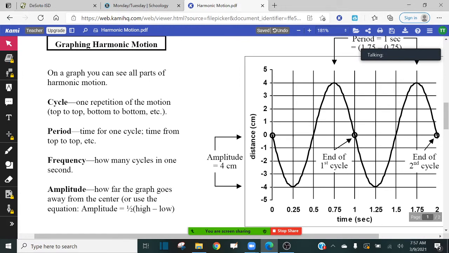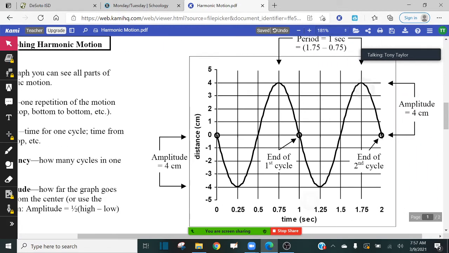Also, guys, whenever you are looking at a mathematical graph of harmonic motion, you guys need to know how to be able to count the number of cycles that appears in that graph. Okay, so the way you do that, you just look at the graph and you just look at how many times the curve repeats itself.